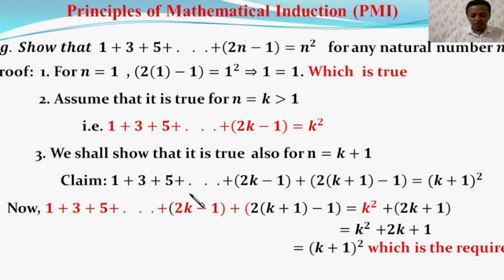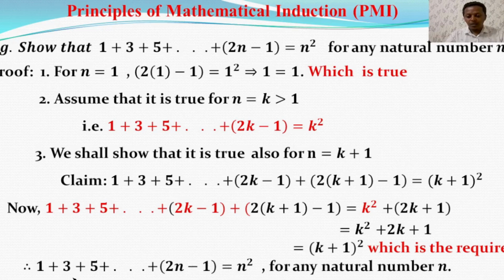So the concept behind is what? Already we proved it is true for n is equal to 1. So if it is true for k is equal to 1, based on the second step, it will be true for 1 plus 1, which is 2. The statement will be true for k is equal to 2. If it is true for k is equal to 2, it will be true for k is equal to 3. If it is true for k is equal to 3, it will be true for k is equal to 4. So inductively, the given statement is true for all natural numbers.